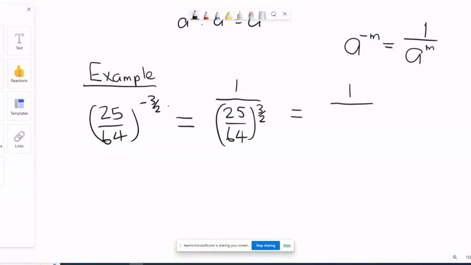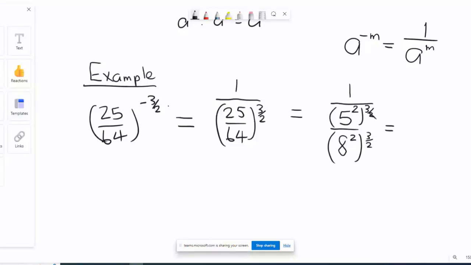Can you see these? This 25 and 64 are perfect squares. Can you see that? They're perfect squares. Look here. Let's just work with a denominator. 5 squared and 64. 64 is 8 squared, right? And then I can raise this separately from that one to the 3 over 2, and this one separately to 3 over 2. Are you happy with that?